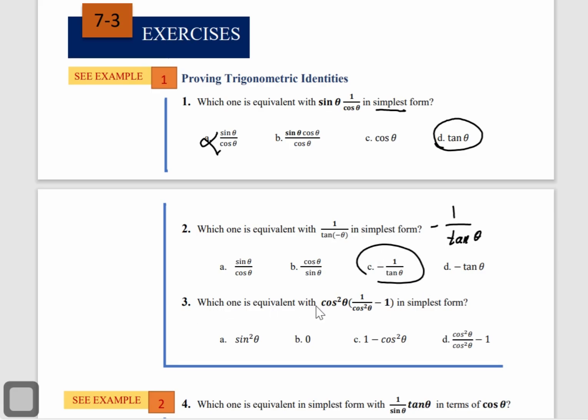Example 3, which one is equivalent to cosine squared in brackets 1 over cosine squared minus 1, in simplest form? So we can distribute this for both of them. It will be cosine squared theta over cosine squared theta minus cosine squared theta. That will be 1 minus cosine squared theta, and 1 minus cosine squared theta is sine squared theta. So branch A is the true answer.